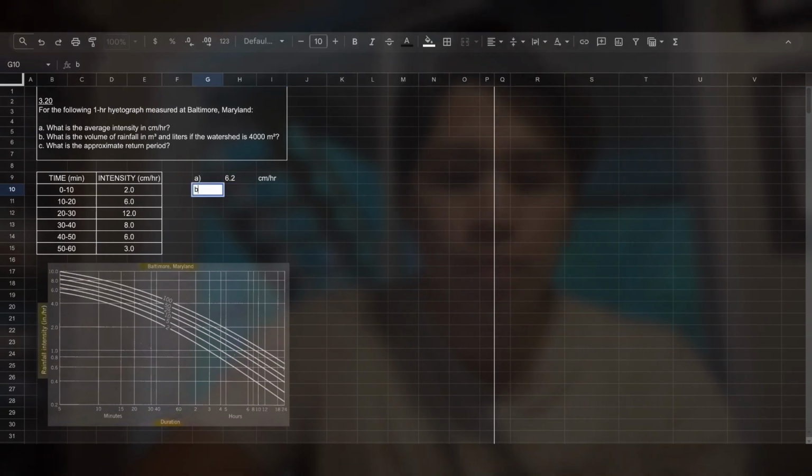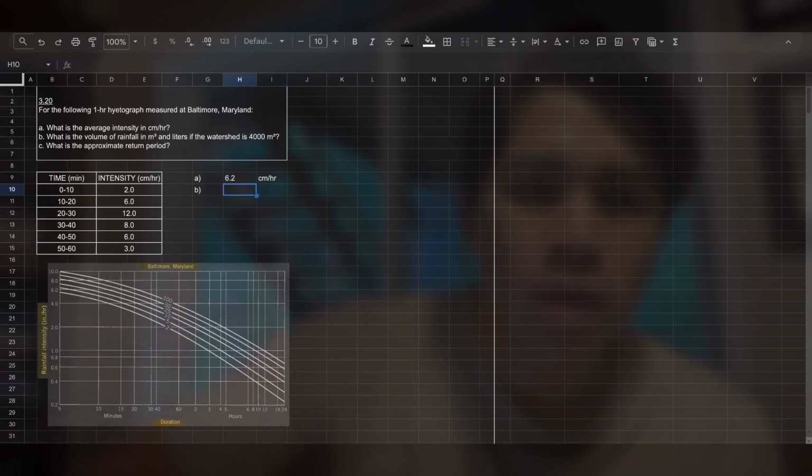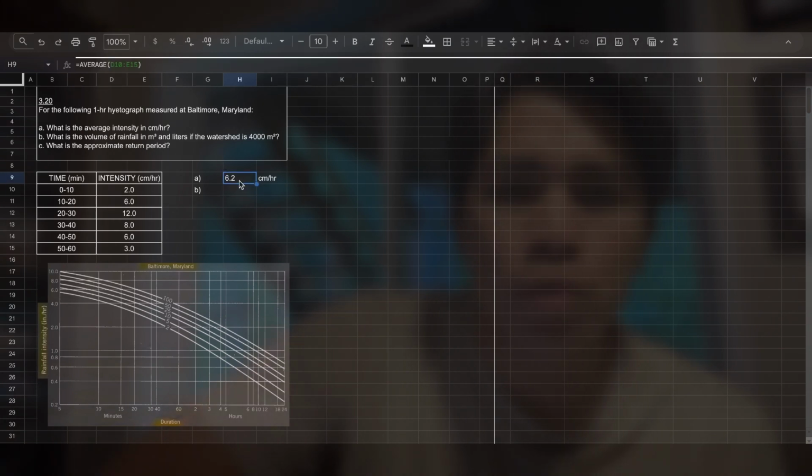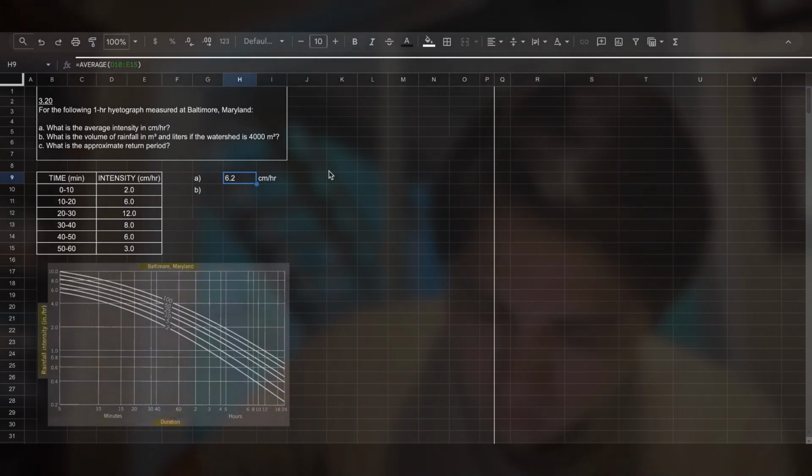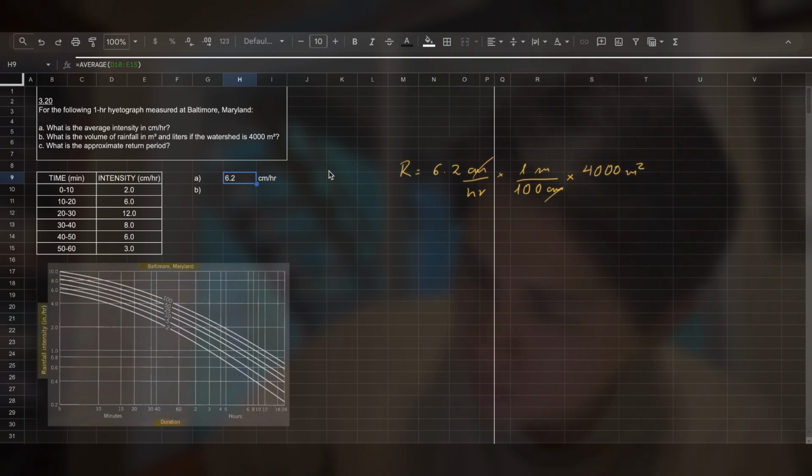So for part B, what we need to do is just get the volume, and we're going to keep using this 6.2 centimeters per hour intensity to solve for part B and part C as well. So the runoff equals 6.2 centimeters per hour, and we need to convert those centimeters into meters. There are 100 centimeters in 1 meter, cancel centimeters, and we need to multiply that by the area, which is 4,000 square meters.